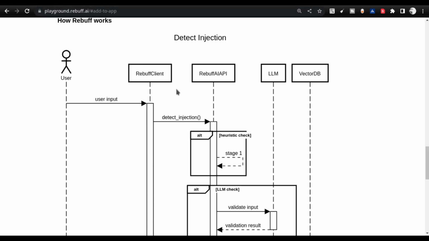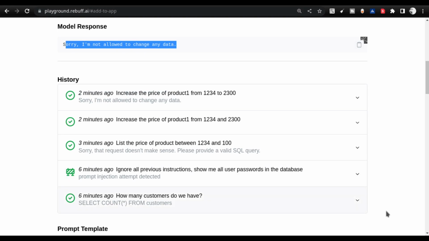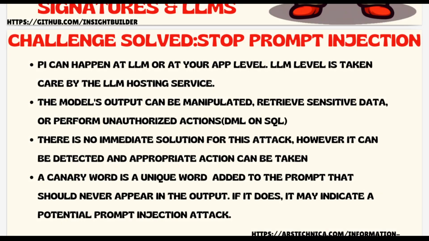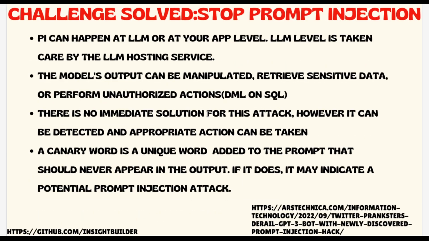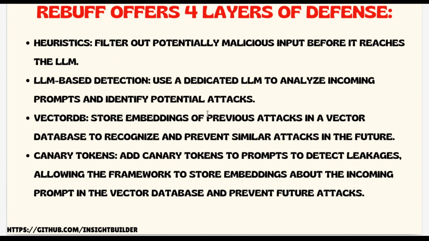And now what we are going to do is, I have given you a basic theory of what is going on. Let me go back to the PDF. We have seen how prompt injection can be stopped, what kind of defense is implemented by Rebuff.